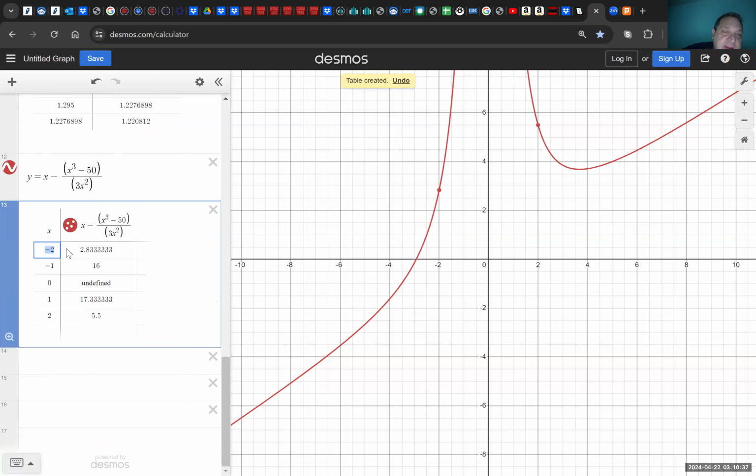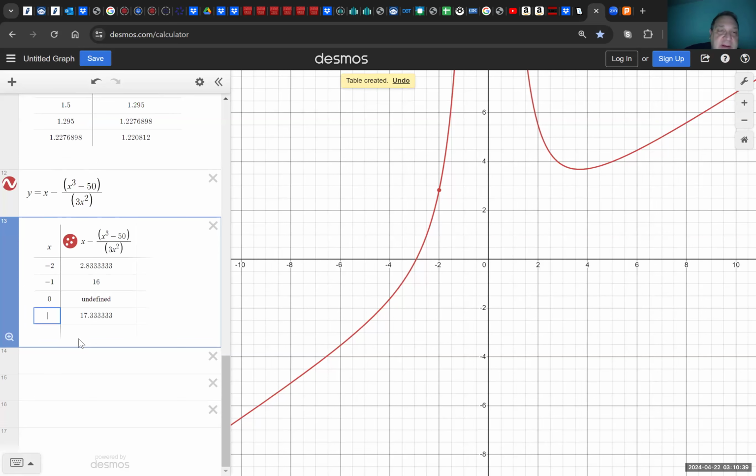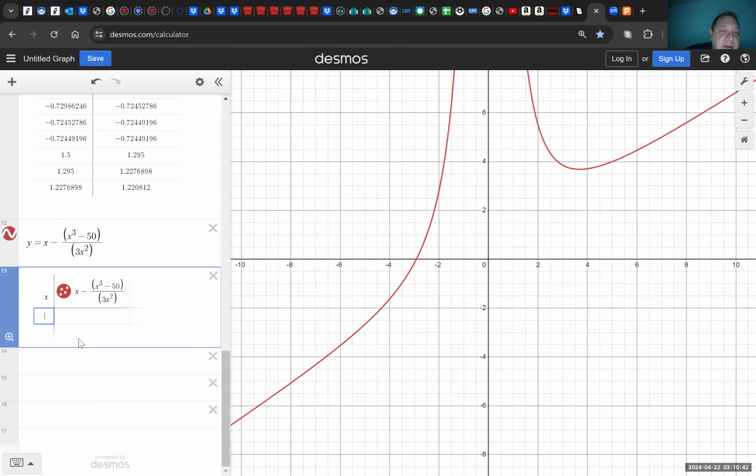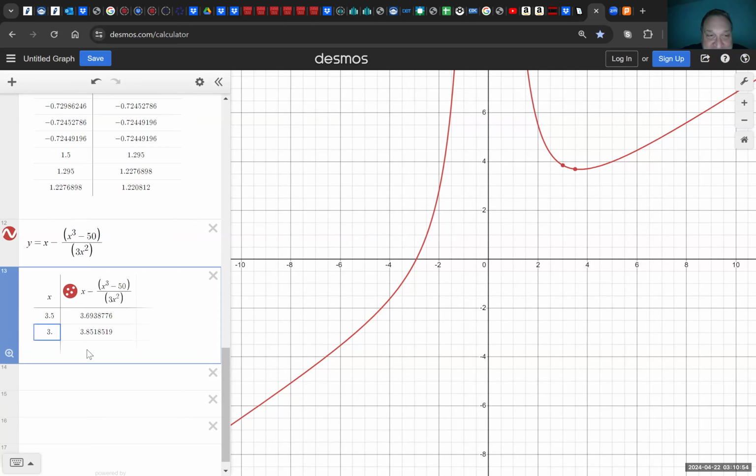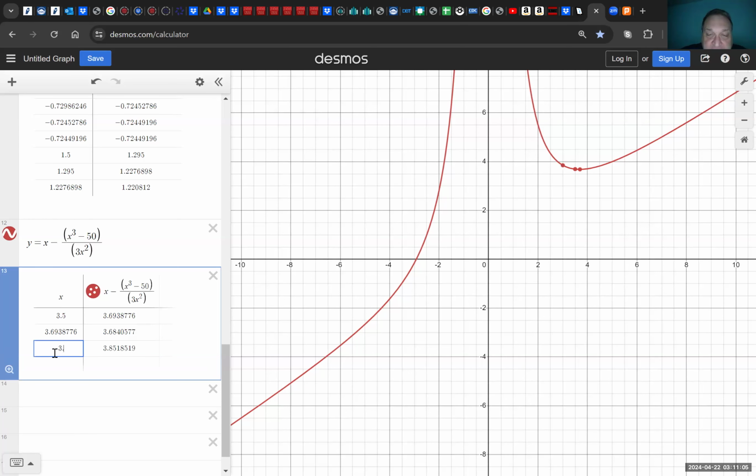There's my table. It starts with some values. I'm not going to use their values because I don't need them. I know my first guess is between 3 and 4, so maybe 3.5. And that gives me this 3.69 number. I do believe there's a way of copying and pasting, which I forgot, so I'm just going to type it in. 3.6938776. And there's my better guess. And then I'm going to keep doing this until I get whatever degree of accuracy they were looking for.